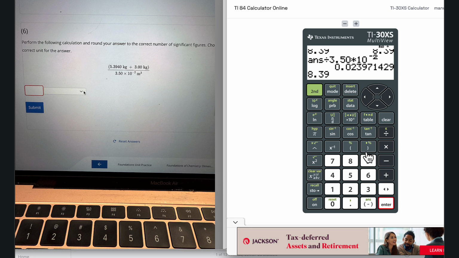I see. You have to enter first, and then I say divided by, and now I have to type left parenthesis 3.50 times 10 to the -2 right parenthesis. Whoops, I didn't follow my own rule here. I'm going to delete that character, right arrow, right parenthesis, and then hit enter, and now I get a larger number, 239.714 is that one. So very interesting, right?